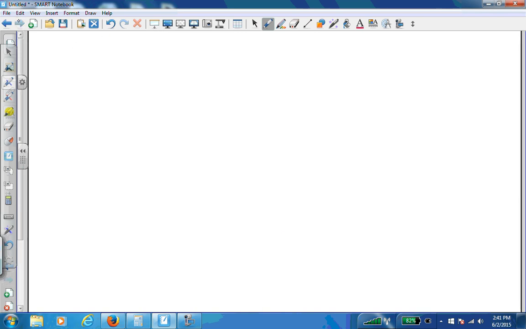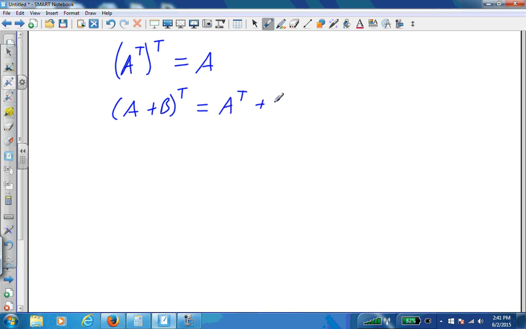So there are some properties of transposition. That's the first one. If we transpose a single matrix twice, we get what we started with. If we have matrices that are added together and we want to transpose the result, we can transpose them separately and then add them if necessary. If we have a scalar times a matrix and we want to transpose that, we can transpose first and then multiply by the scalar.